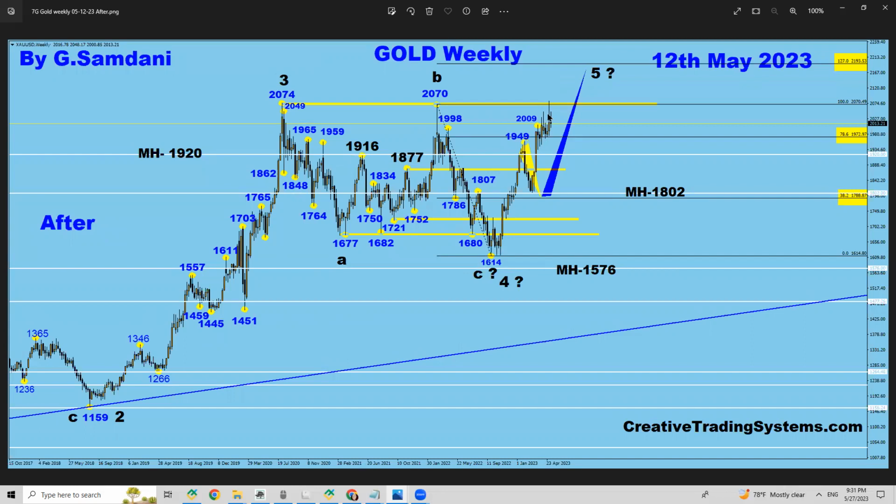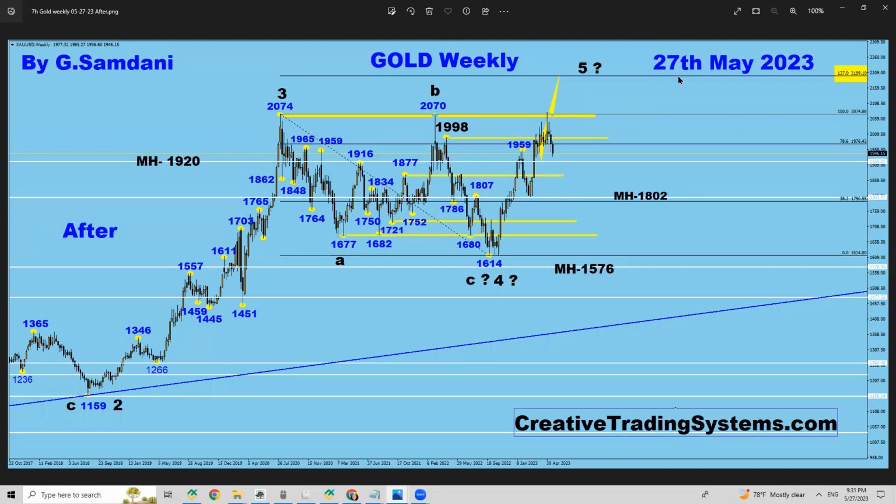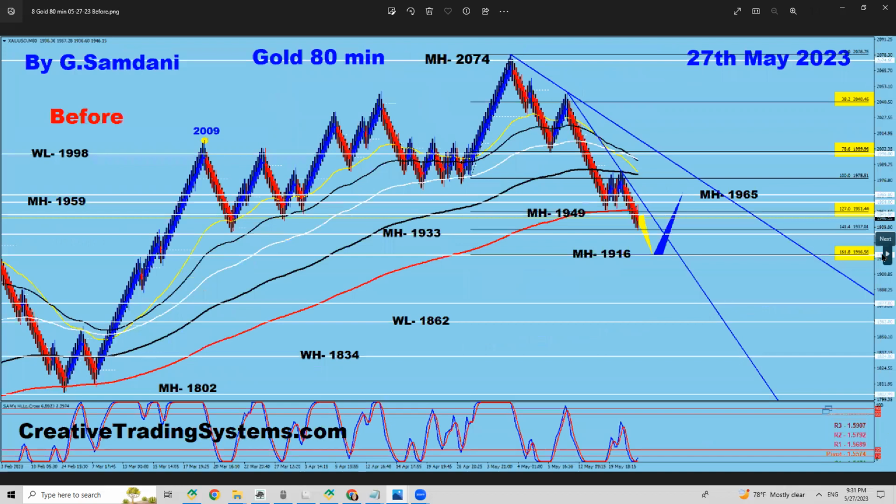On the 12th, see, it went up there and hit this level and then started to pull down, right? And the final weekly chart is right now, as of yesterday or today, Friday, we close here. Now what? That's the question. So now I think what's going to happen is that I have an 80-minute chart, which is a little bit smaller than weekly, and that's my specialty chart.